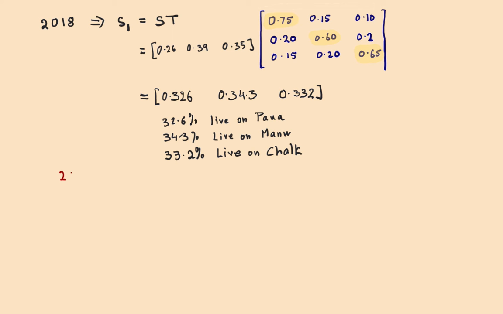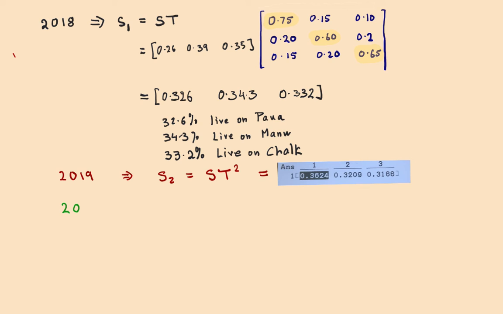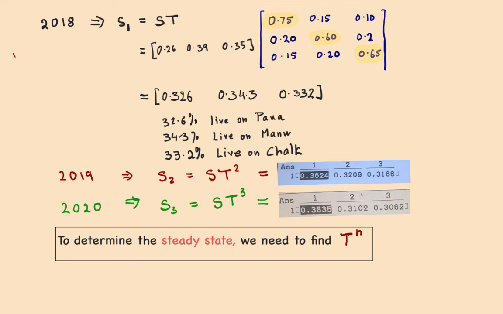And so for 2019, we would do S2, and we would multiply this matrix by T squared. And if we wanted to look for the population in 2020, that would mean we would have to look for the state 3 years after, and this is our calculation, and so on. Now, to determine the steady state, we need to find T to the power n.